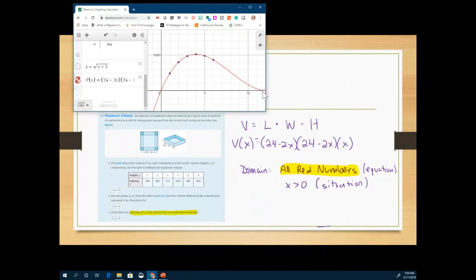Because the piece of paper, the square, is 24 centimeters on a side. Half of 24 is 12, so you can't really have an x that's larger than 12, or you have some problems when you're cutting that paper. So you can think of the domain of the situation going from 0 to 12. And so this is the part of the graph we're looking at. And Desmos, this gray circle there is the maximum, and Desmos tells us that the maximum is indeed at 1024.